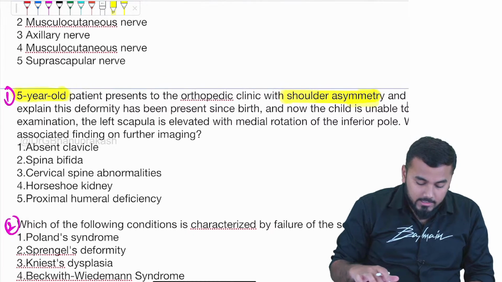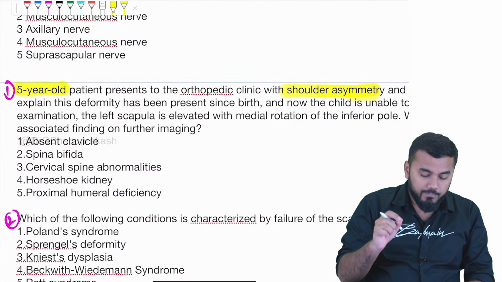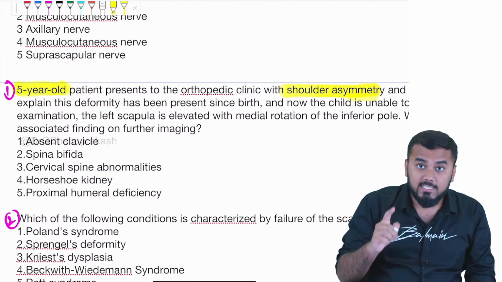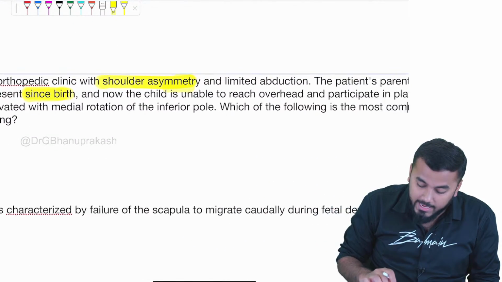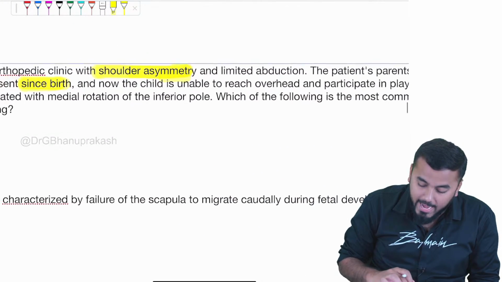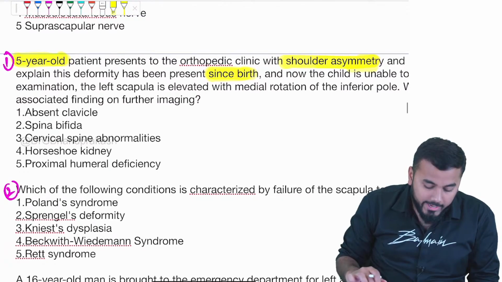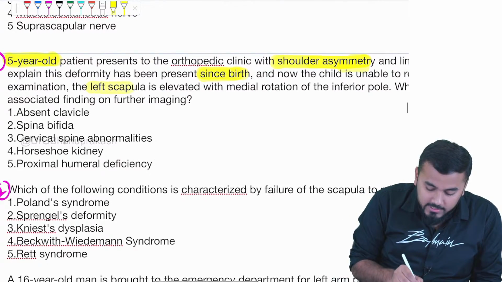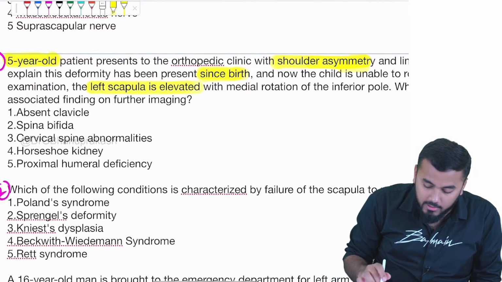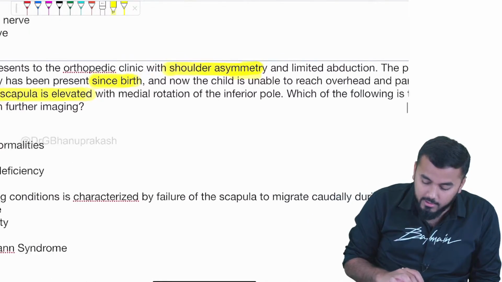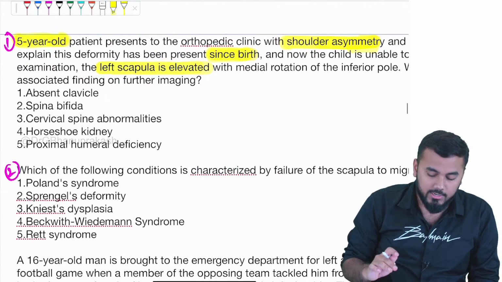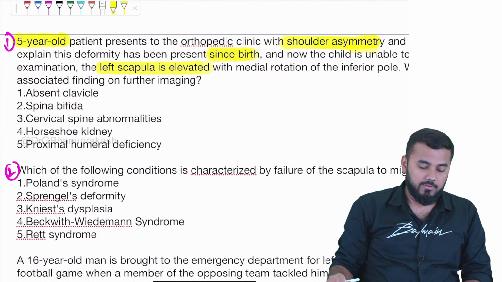The parents explain this deformity has been present since birth. It is present from birth. And now the child is unable to reach overhead and practice in play. On examination, look here, the left scapula is elevated with medial rotation of the inferior pole. Which of the following is associated on further imaging?